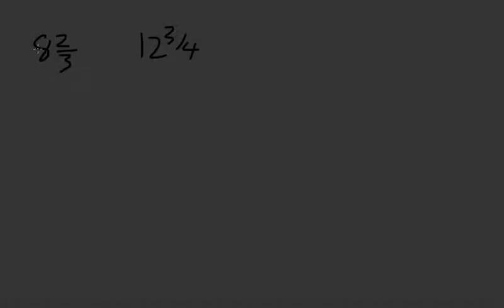Well, that's 3 times 8 is 24, plus 2 is 26, and then all over 3. You keep the same denominator, and it's 3. All right? And then 12 times 4 is 48, plus 3 is 51. So now it's 51 over 4. Okay? Now you're timesing these.